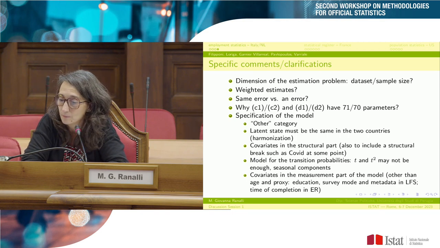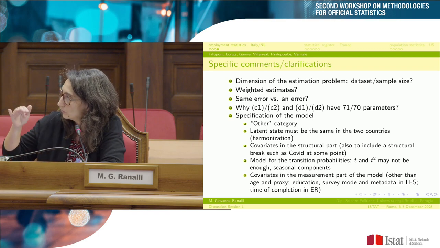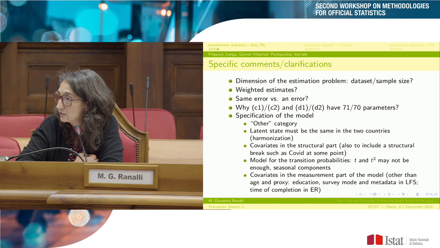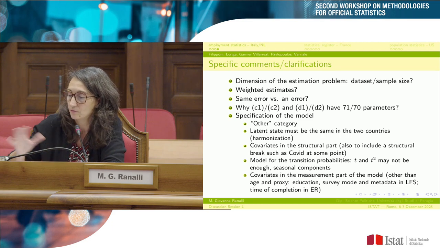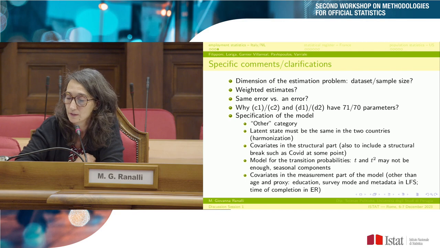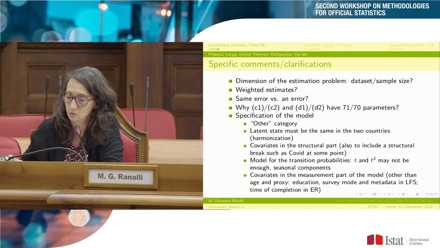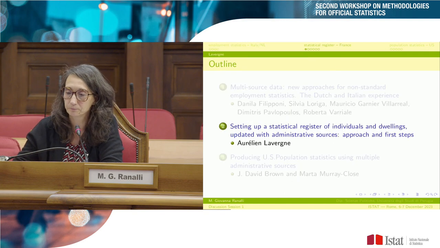because you may have a seasonal component; at least in some of the trends, a seasonal component was there. And then you may also want to add covariates in the measurement part of the model. You just mentioned age and proxy, but maybe education, the survey mode, for example, the metadata that you have in the labor force survey, that all affects the measurement error, and they can be different in the two countries. Or the time of completion in admin data, that's different between the two countries. But thank you, very interesting.